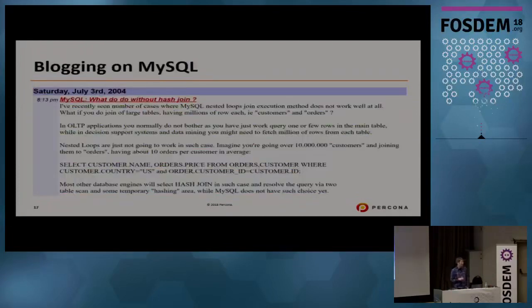For myself, I started blogging about MySQL. And I pulled out my first post on LiveJournal about MySQL, which is talking about the fact that MySQL doesn't have a hash join and how you can work around it. The funny thing is, 14 years later, MySQL still doesn't have a hash join. So I guess that is still relevant.